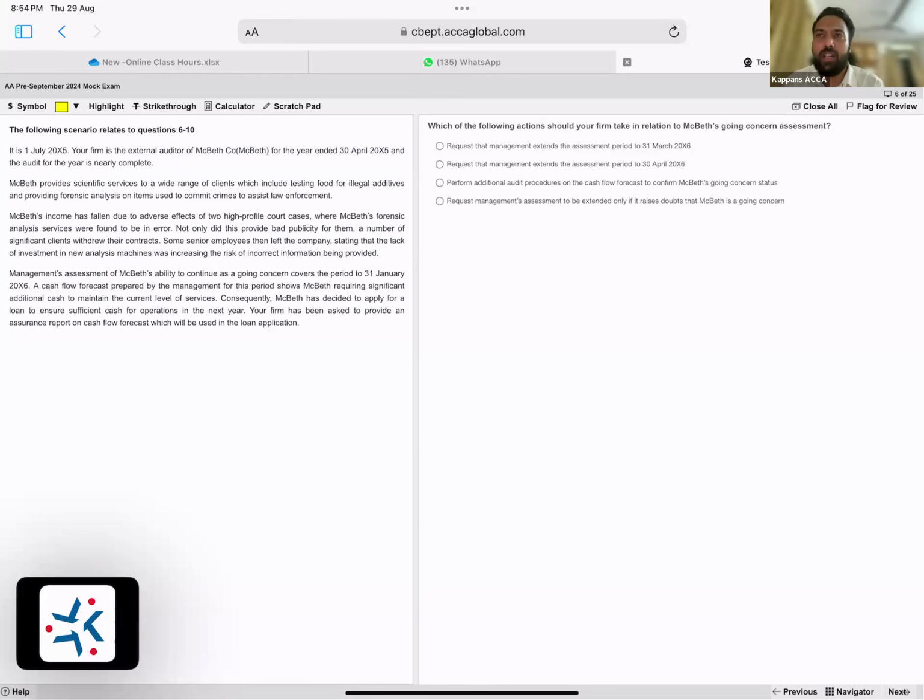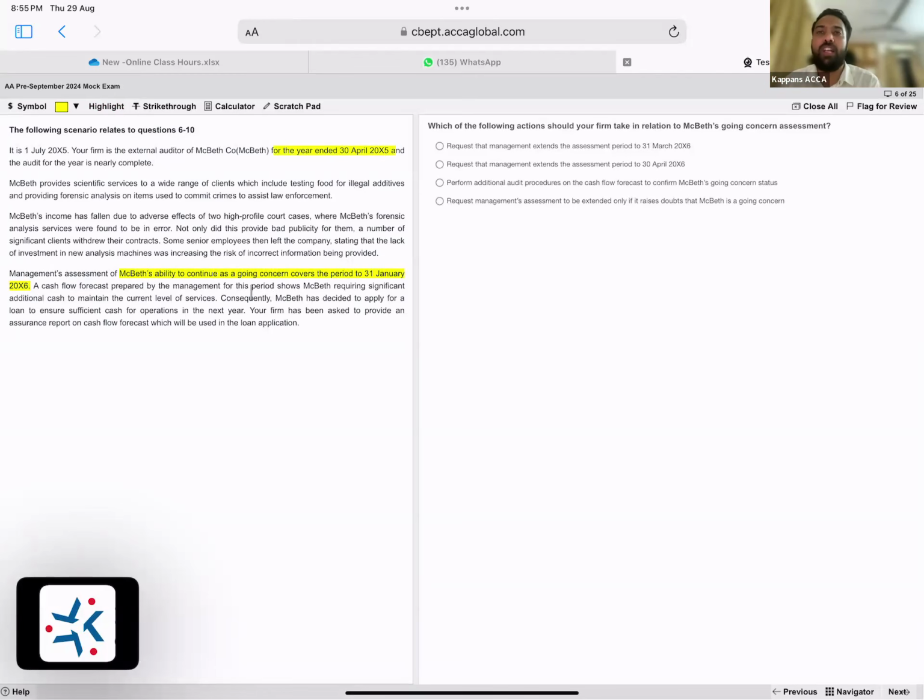This is a very frequently asked and tested scenario, going concern. As you can see, the year end is 30th April X5, and they are assessing Macbeth's going concern till 31st January X6. It should be assessed for 12 months. That means it should be assessed from 30th April X5 to 30th April X6, a 12-month going concern assessment.